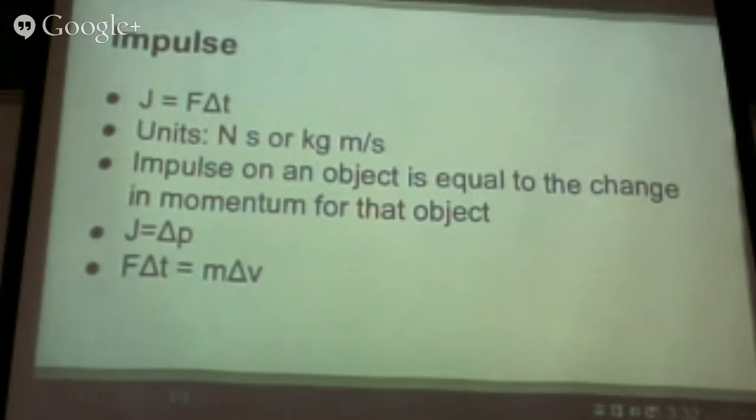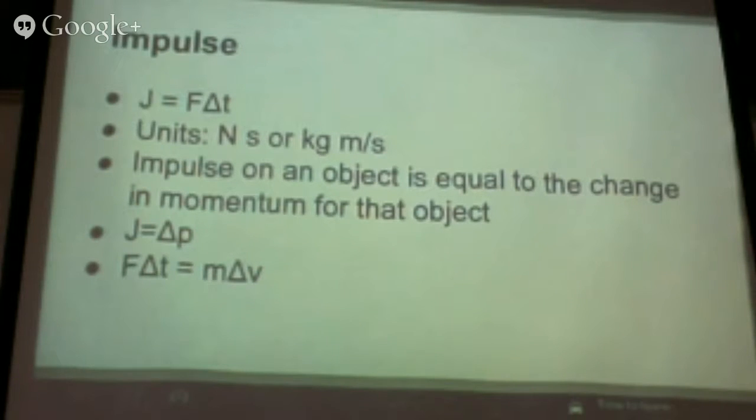So an impulse, which I don't think J is actually a variable they use on the green sheets. I think your textbook uses an I now that I think of it, so I'm not sure why I have a J on there. Yeah, that's just wrong. That should be an I. Impulse we define as the force acting on something times the duration of the force, how long the force lasts.